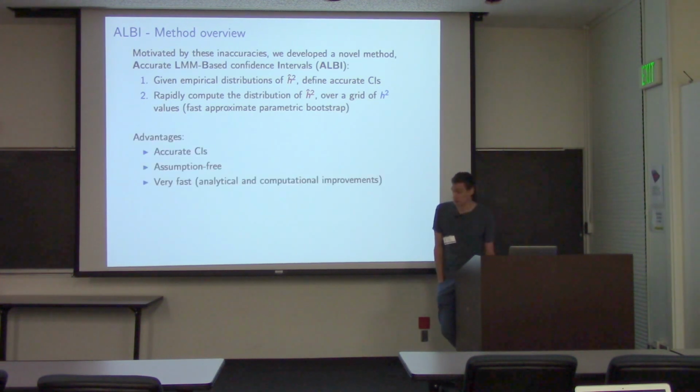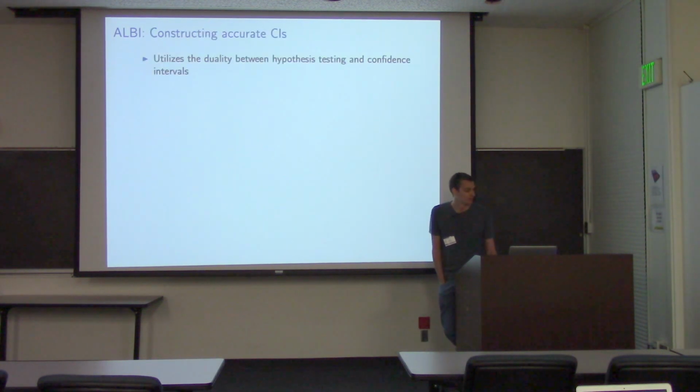Okay, so the advantages of this method are that it constructs accurate CIs, and it doesn't assume all the normality assumptions that we had or any asymptotics, and also that it's very fast relative to doing a full bootstrap that people are sometimes doing. Okay, so I'll first talk about how to construct CIs very briefly.